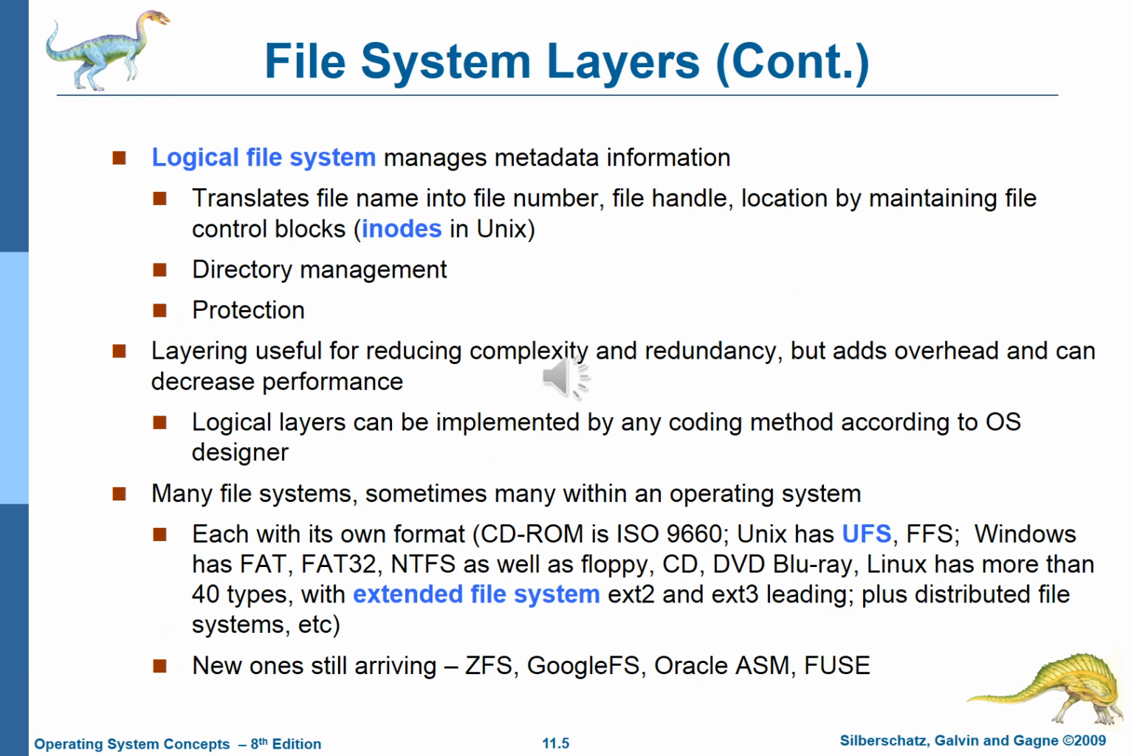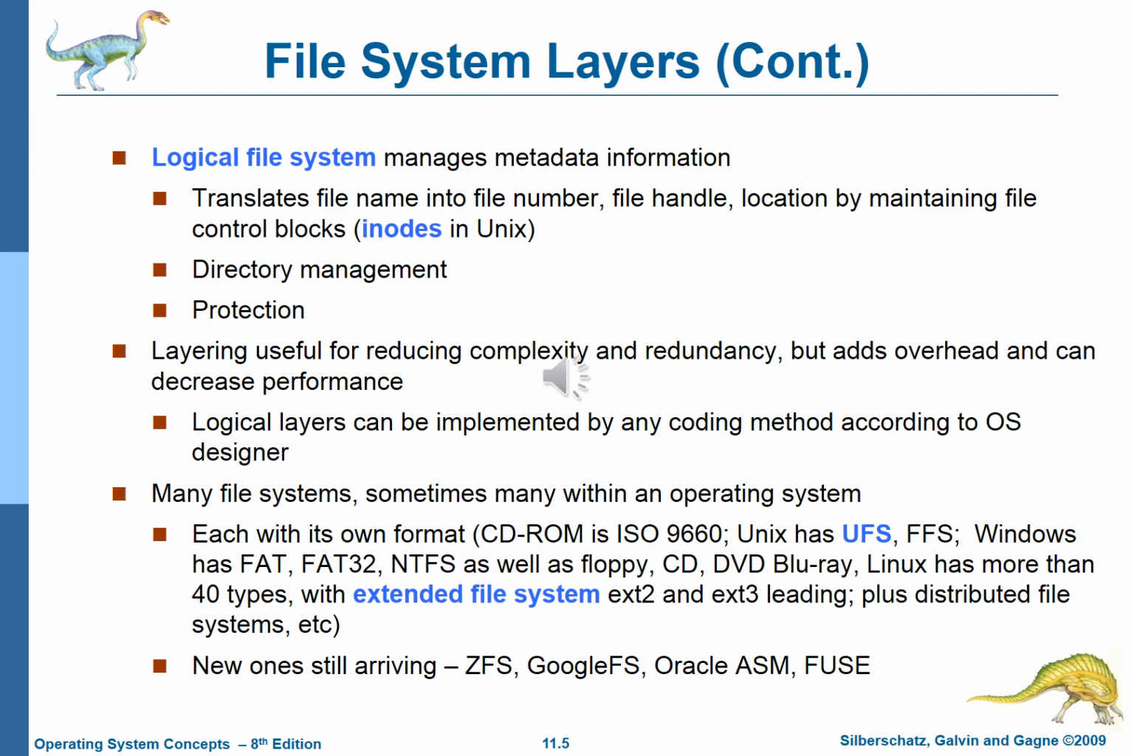The logical file system manages metadata information. Metadata is data that describes data. It translates file name into file number, file handle, location, etc. It does directory management and handles protection. So these are all the layers. Layers have advantages and disadvantages. The advantage is that they reduce complexity and redundancy, but they add overhead and decrease performance because of that.